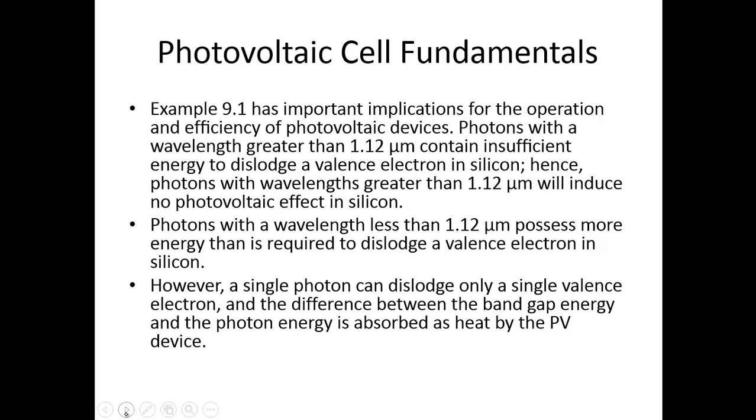But on the other hand, photons with a wavelength less than 1.12 micrometers possess more energy than is required to dislodge a valence electron. However, a single photon can dislodge only a single valence electron, and the difference between the band gap energy and the photon energy is absorbed as heat by the PV device.